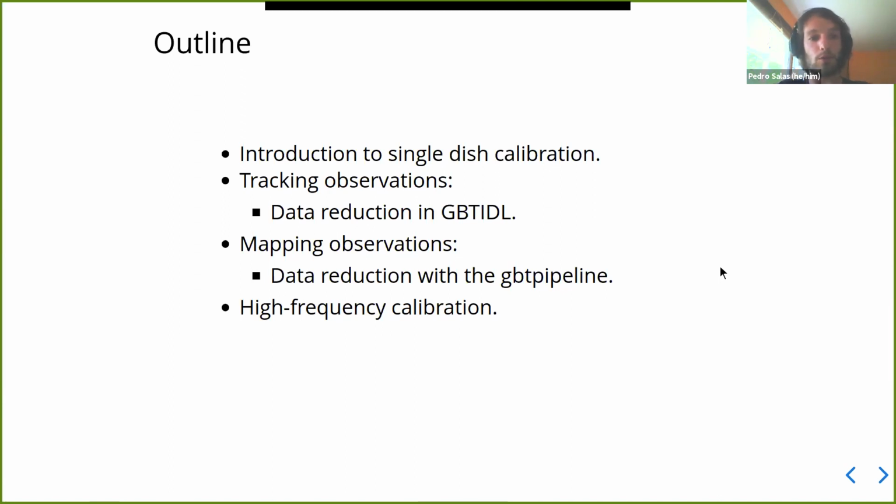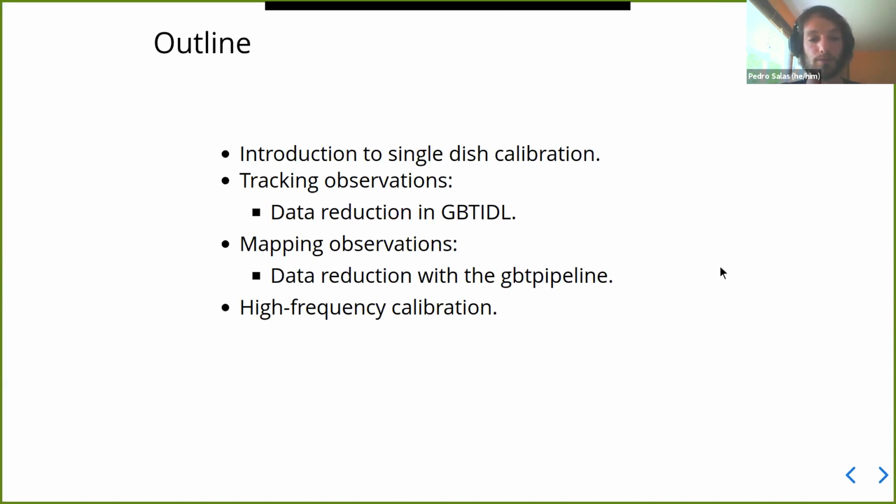Then I will delve into two types of observations: tracking observations, where you're just observing one source, one position in the sky, and you're following it as it moves in the celestial sphere, and how you process this data using GBTIDL, which Larry already briefly introduced. And then we'll jump into mapping observations. That's when you're basically scanning a larger area because you're interested, for example, in the spatial distribution of the emission, and how we can reduce this data, both using GBTIDL and this other thing that Larry also mentioned, the GBT pipeline.